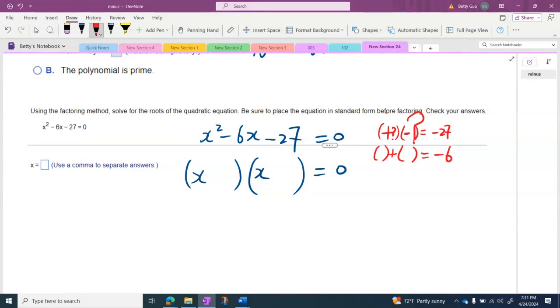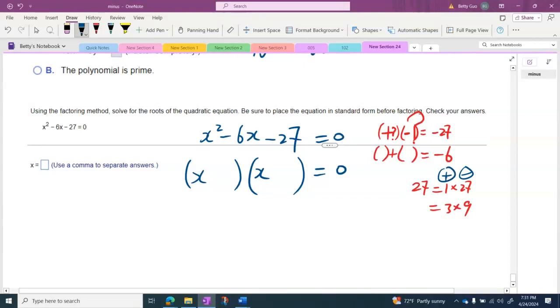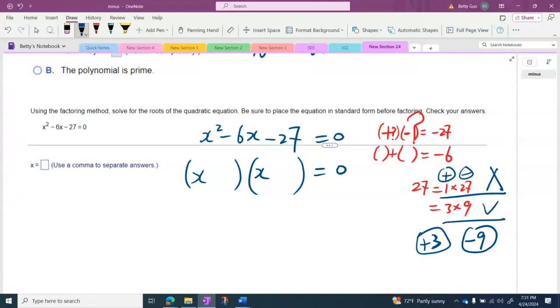And so let's see which two numbers. If we factor 27, 1 times 27, 3 times 9, 5 doesn't work, 7 doesn't work, and that's it. Only two ways to factor it. This is going to be negative, this is going to be positive. That doesn't work because they do not add up to negative 6. This one works: positive 3 and negative 9. Positive 3, negative 9, multiply to negative 27, add up to negative 6.